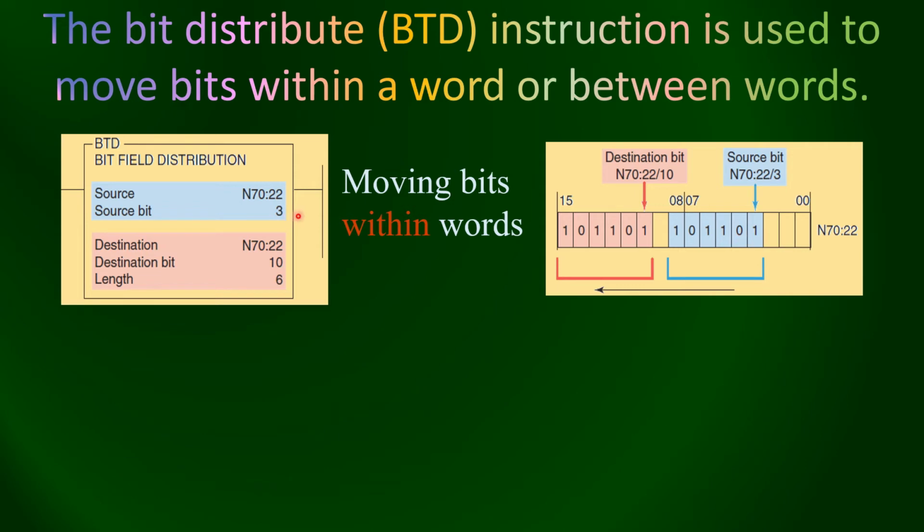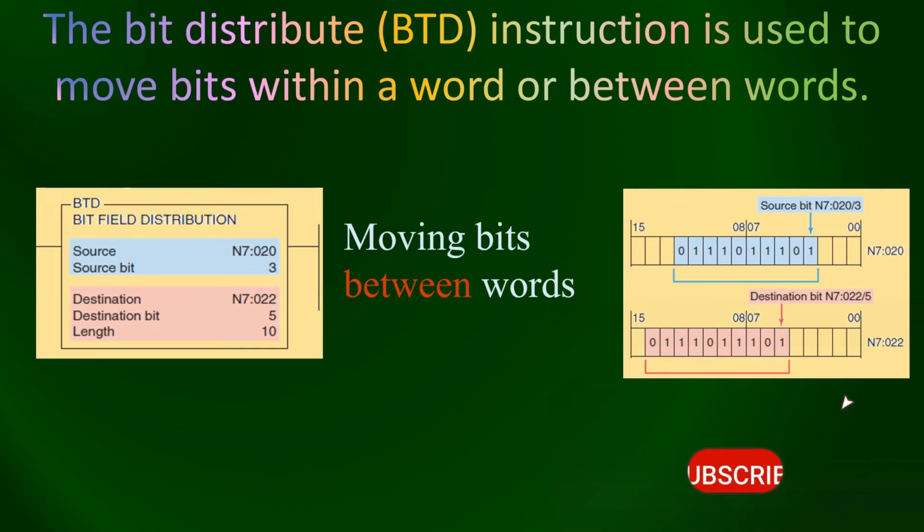You see 3, so bit number 0, 1, 2, 3. This is bit number 3. From 3 we start and come up to 8. So they are 1, 2, 3, 4, 5 and 6. Then it is written destination bit number 10. This means it will start from this one, and this complete data from here will transfer to this position whenever this rung becomes true.